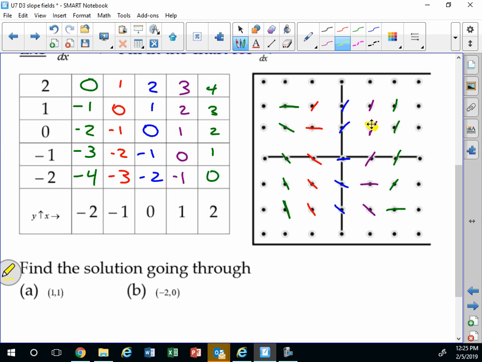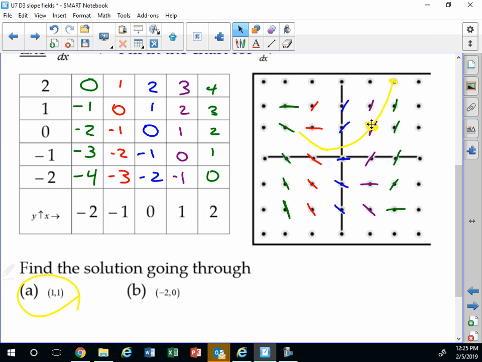And what do you know that this graph is doing at this point? It's turning, isn't it? It's doing something like that. That's about right. This piece is coming down and that piece is going up. Right? What's this one? Find the solution going through.